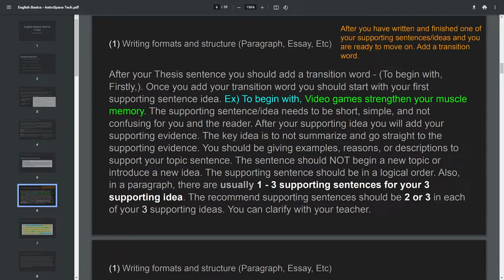Also in a paragraph, there are usually 1 to 3 supporting sentences for your 3 supporting ideas. The recommended supporting sentences should be 2 or 3 in each of your 3 supporting ideas, and you can clarify with your teacher.